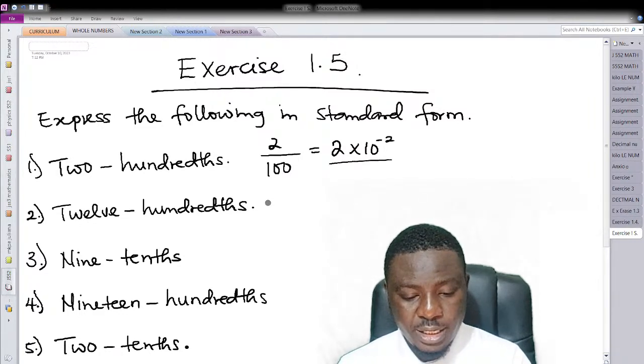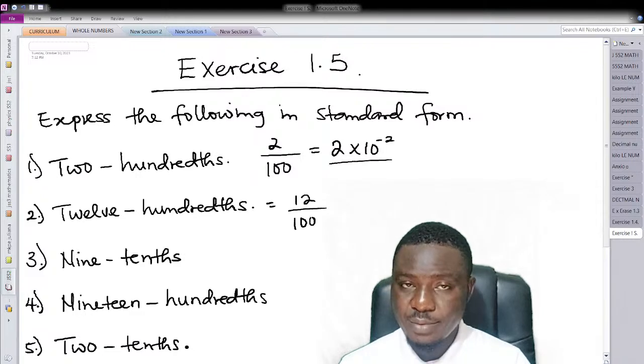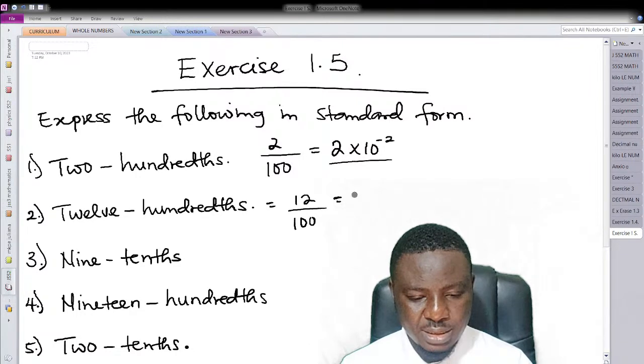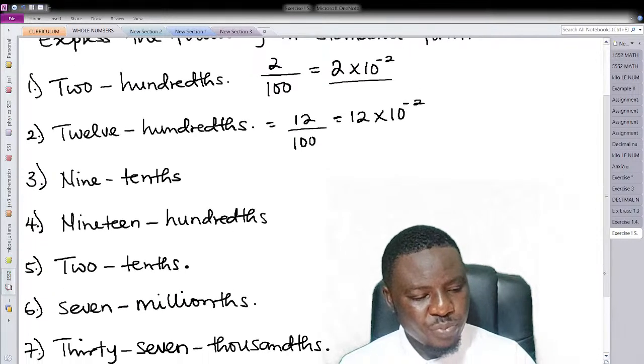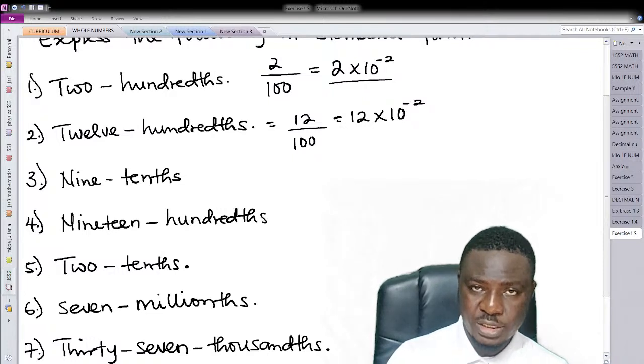1200 is equal to 12 divided by 100. Please watch this. And this can be expressed as 12 times 10 raised to the power of minus 2. Now, this does not conform with the condition for a number to be expressed in standard form. Okay, but the question says 1200.